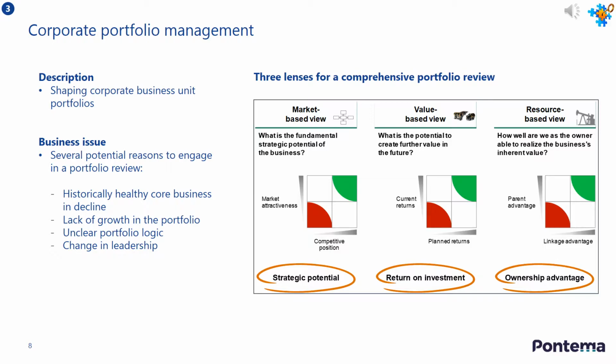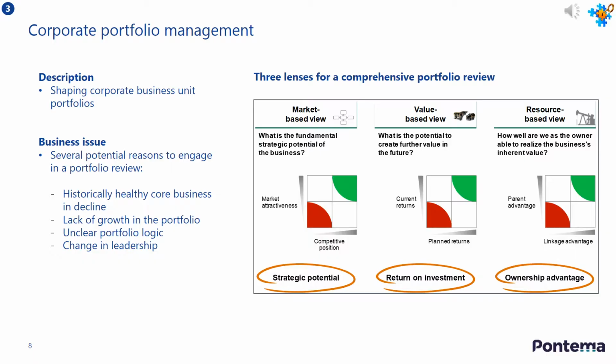There are several potential reasons to engage in a portfolio review, such as a historically healthy core business in decline, lack of growth in the portfolio, unclear portfolio logic, or a change in leadership. Analysis here typically focuses on matrix-based work, which categorizes business units into those with good prospects and those with declining prospects according to, firstly, how attractive the market is in which they are operating, and secondly, the competitive strength of the unit in that market.